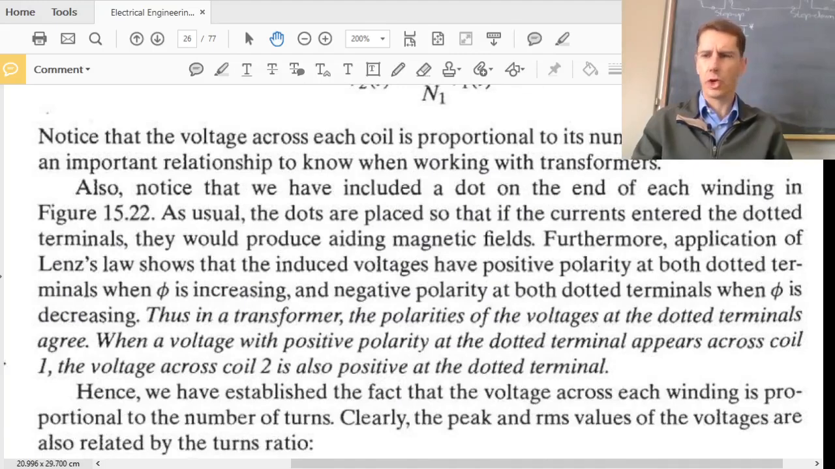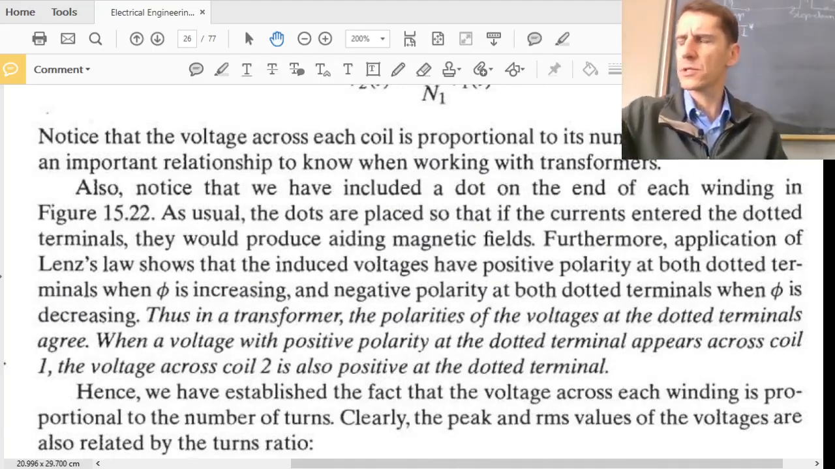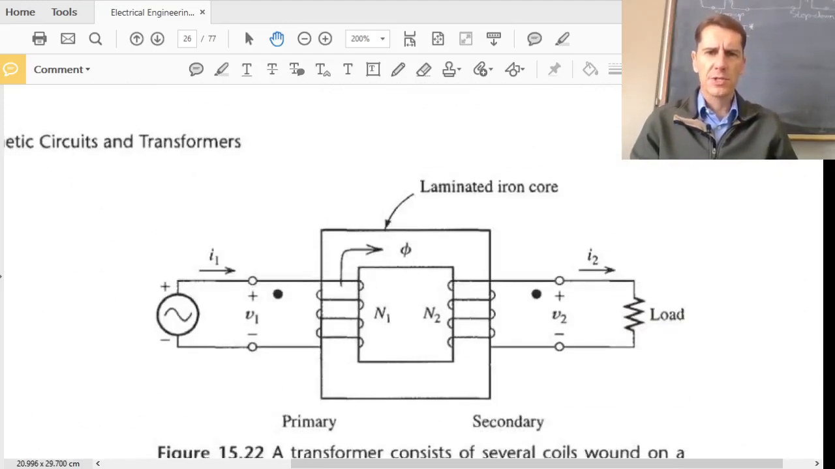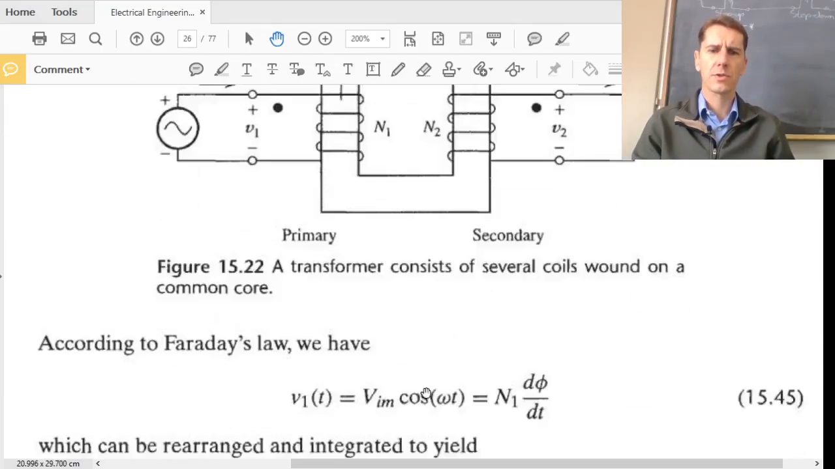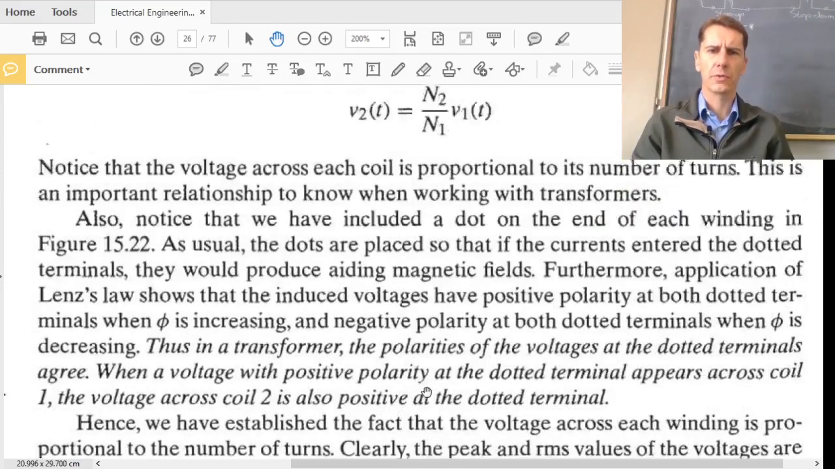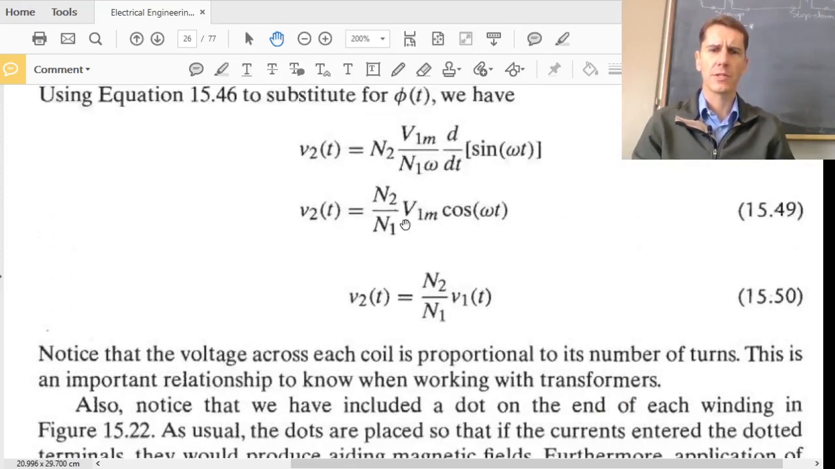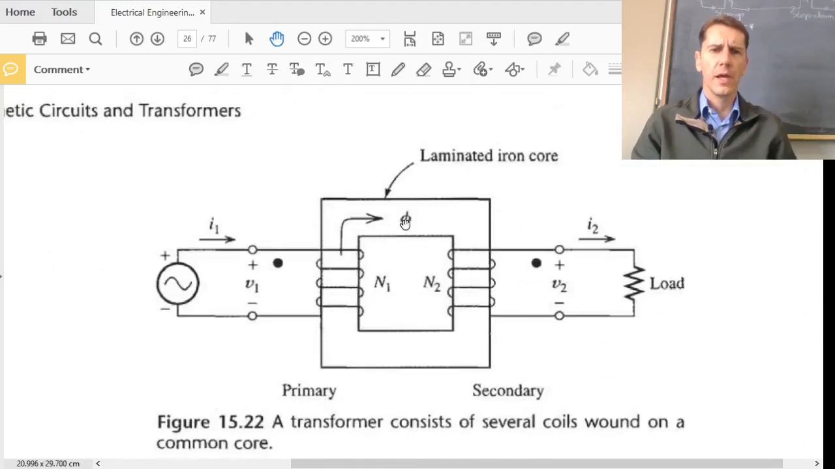Then the dotted polarity, I just want to make sure I'm not skipping something. Dot convention, yeah, that's what I want to talk about next. So you'll notice in this picture there are dots on the transformer, a dot on the left, a dot on the right.